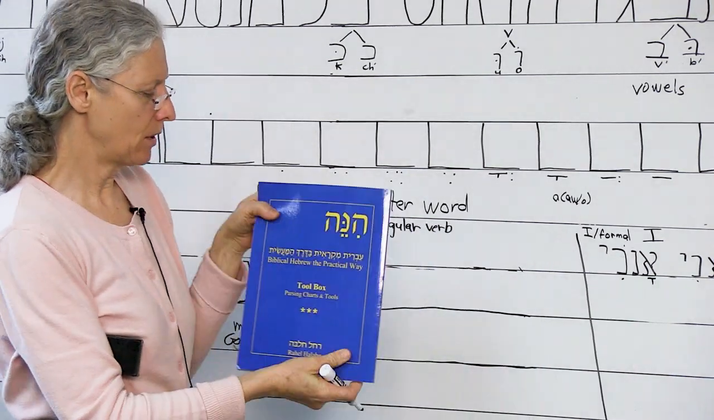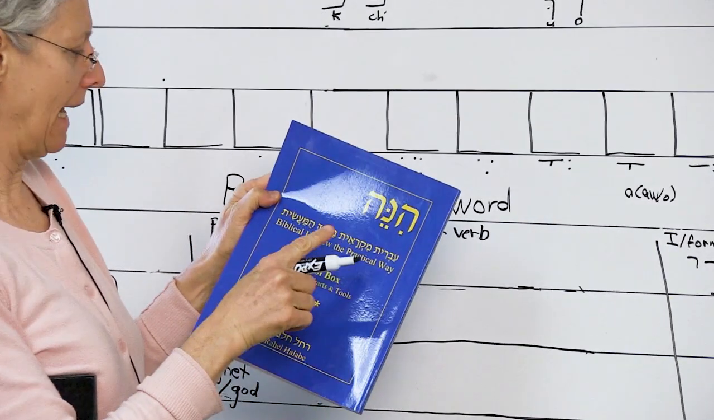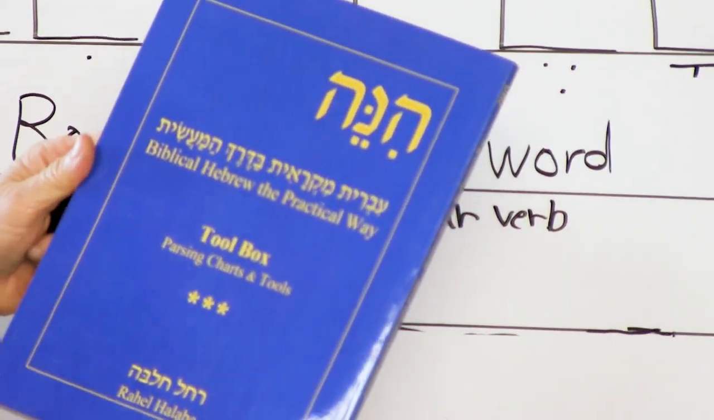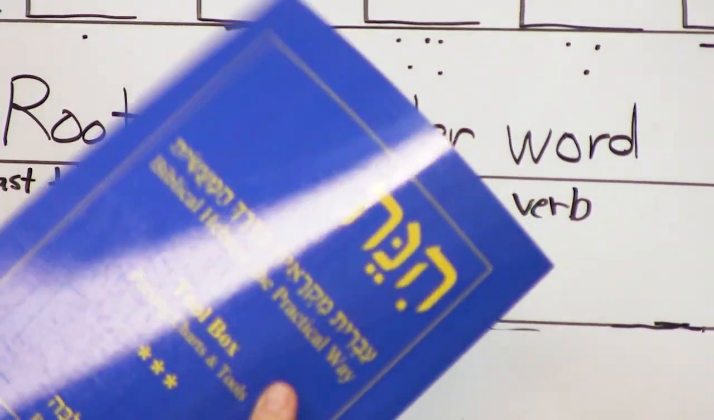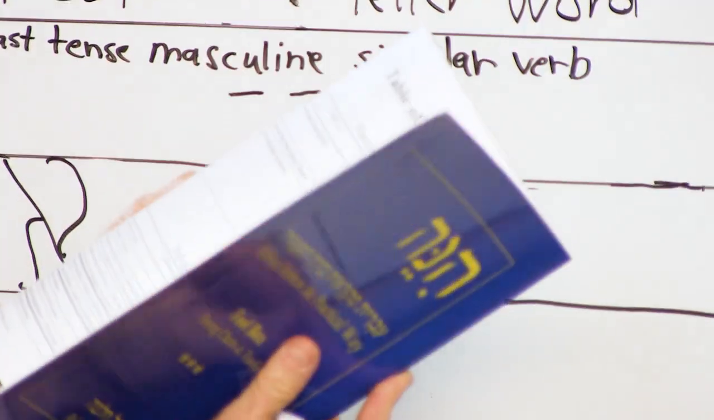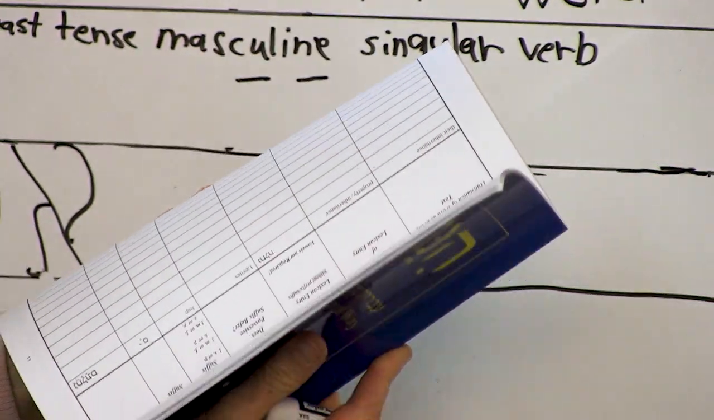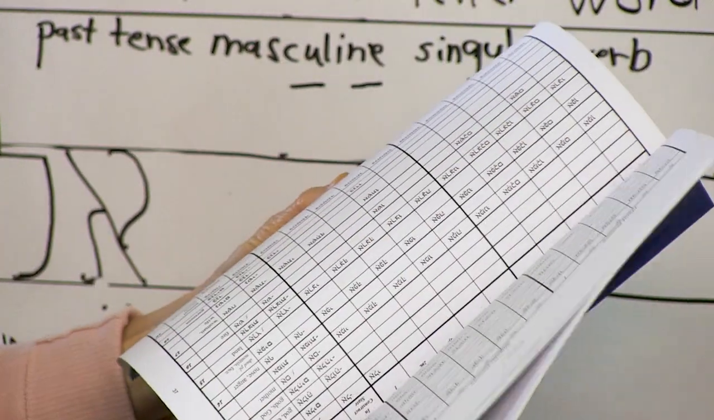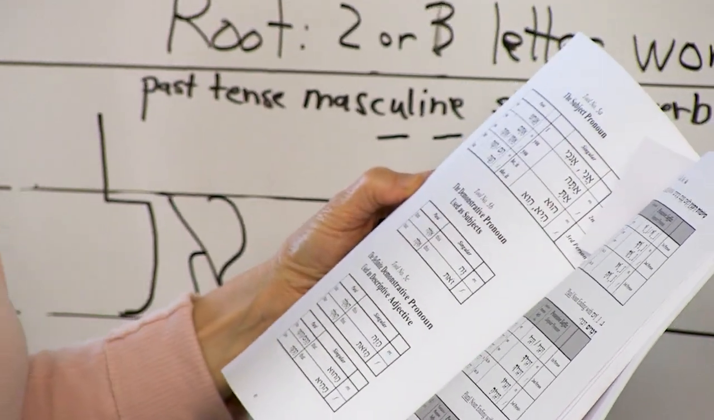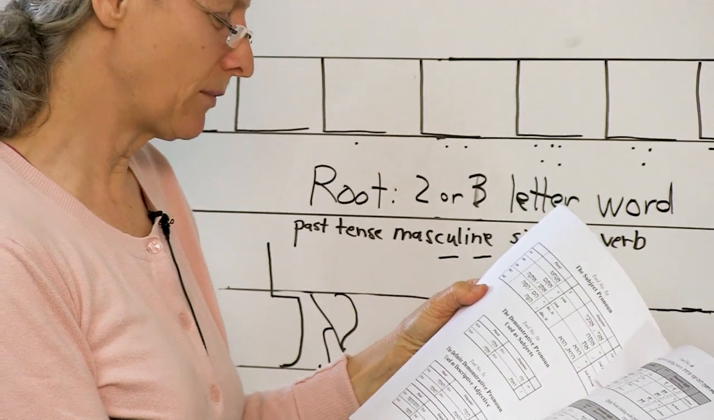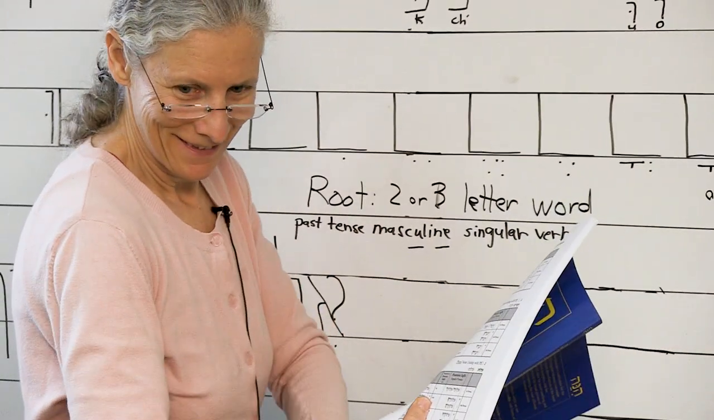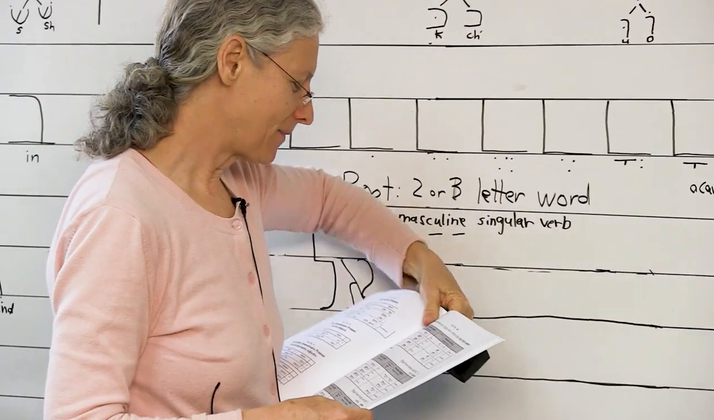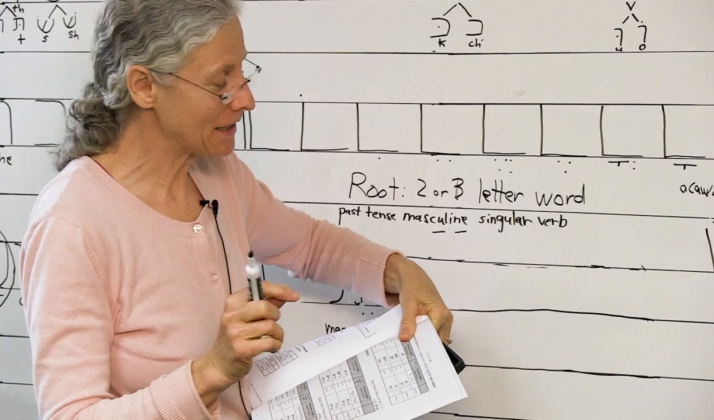So this book I'm using here is called Hine. It's Biblical Hebrew, the Practical Way. I have here the toolbox. Yeah, by Rahel Halabe. It's really a wonderful book. Has a lot of tools in it. Has all kinds of forms, verb forms. Is this extra homework? No, this is not extra homework. This is just learning the next minor lesson with the pronouns.